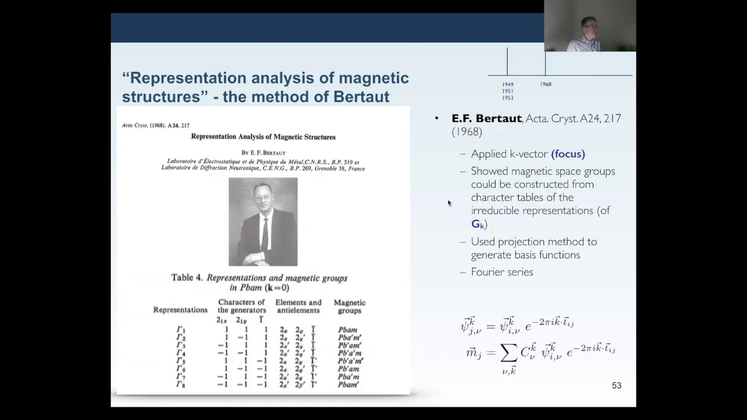We're going to start off with looking at representation analysis of magnetic structures, which was the title of one of Bertaut's papers back in 1968. In Bertaut's paper, he was concentrating on the application of the propagation vector. And he showed that magnetic space groups could be constructed from the character tables of irreducible representations of GK. So he gave us a firm mathematical link between magnetic space groups and representation theory. He then used a method of propagation to generate basis functions, which were these Fourier components that we saw in the first presentation.